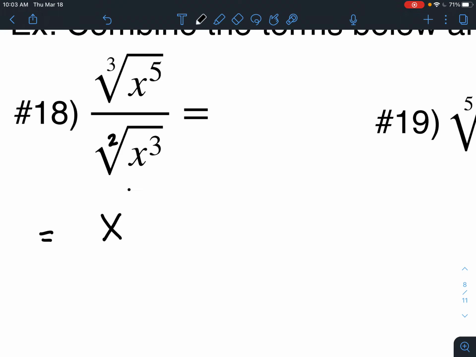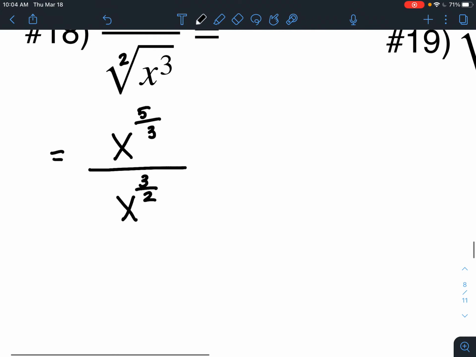So I have x to the 5th in my numerator, and it's a cube root, so I'm dividing that by 3. X cubed in the denominator, but it's inside a square root, so it becomes 3/2. Okay, when I divide with the same base, I'm going to subtract their powers, so 5/3 minus 3/2.